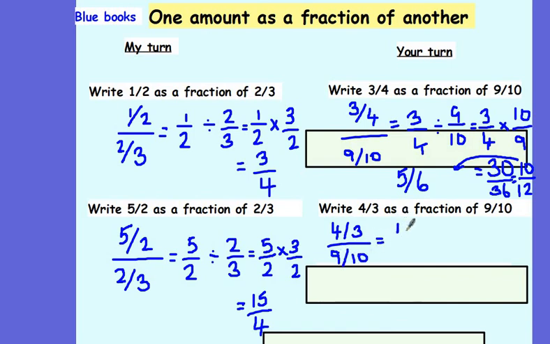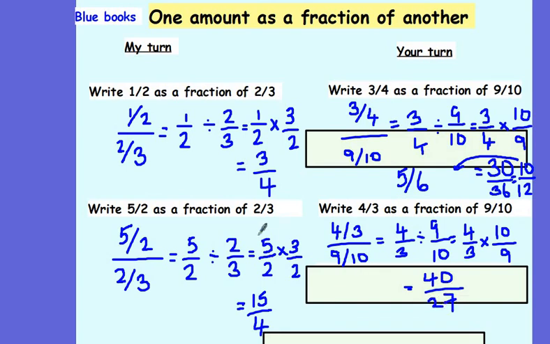For the second one, I need to write 4/3 out of 9/10. Let's write it as a division. That's 4/3 divided by 9/10, which is 4/3 times 10/9, which gives me 40 out of 27. So the correct answer should have been 40 out of 27.